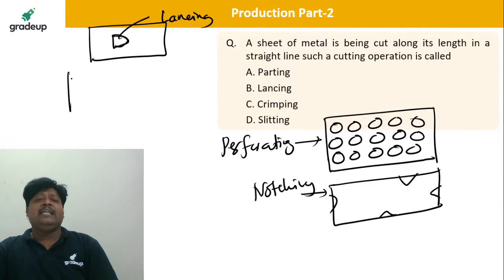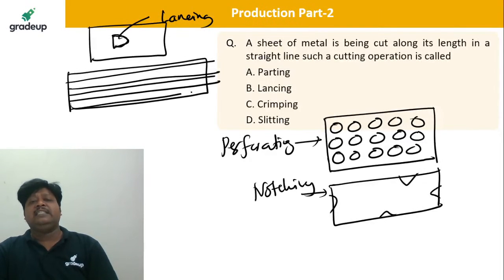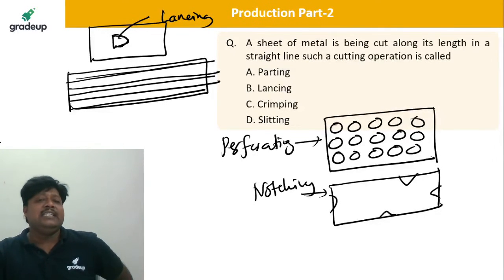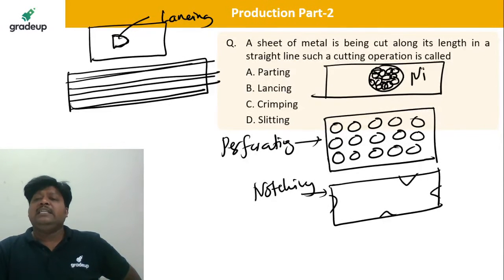Whenever I cut the sheet along the lengthwise direction into a number of slots like this, this is known as the slitting. Whenever I produce a very big hole by using very small punches altogether, this is known as nibbling.